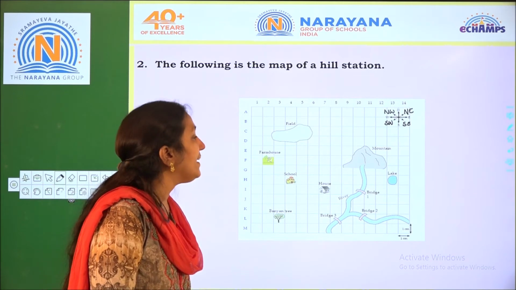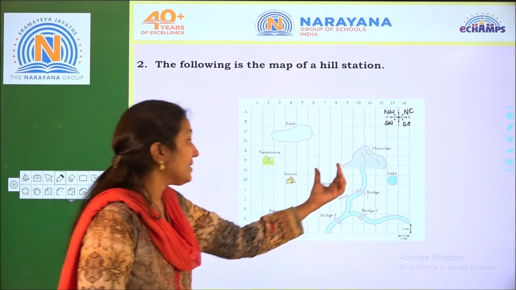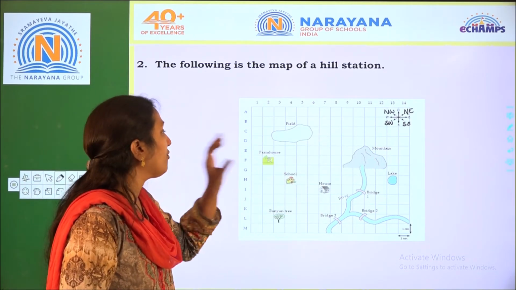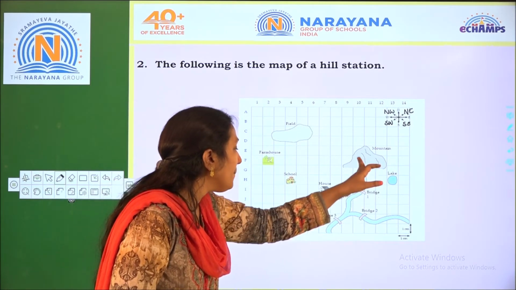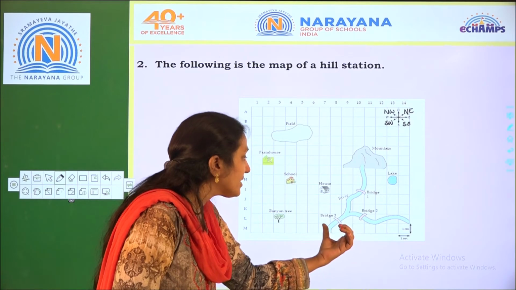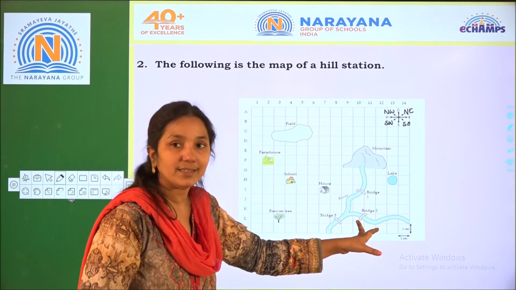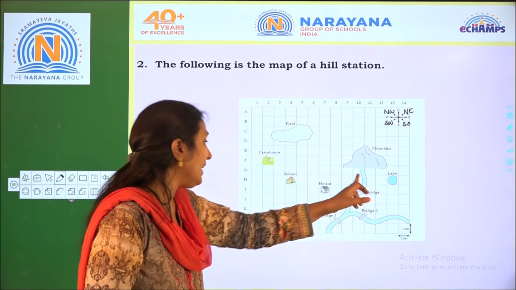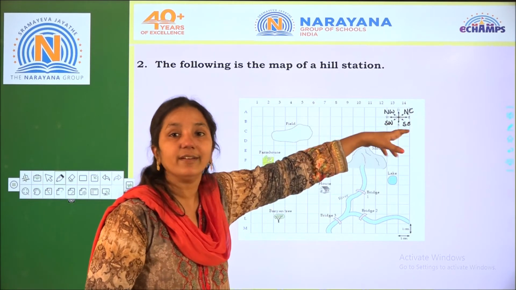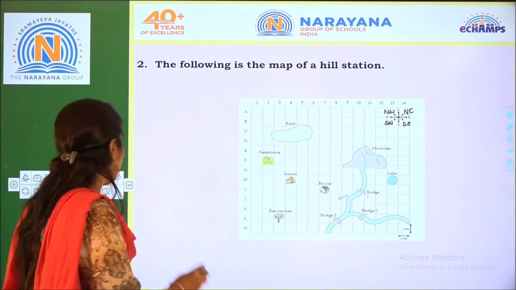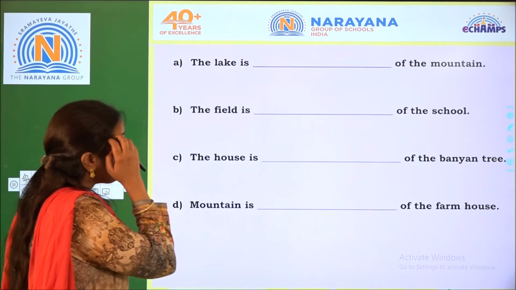Next one. The following is a map of a hill station. So hill station means mountain is given, here field is given. So farmhouse, school, house, bridge is given, river is given. Here 3 types of bridges are there: 1, 2, 3. Lake, banyan tree. So already the map is given with directions. Now we have to read it, we have to find that.